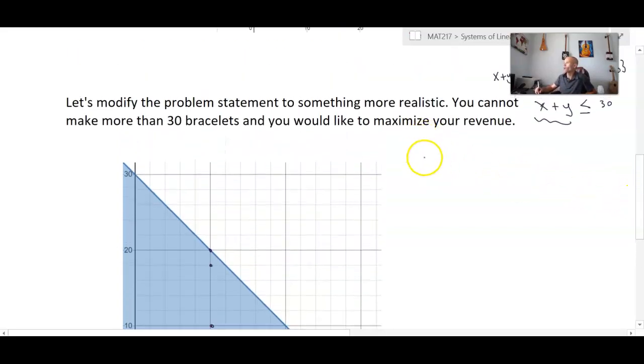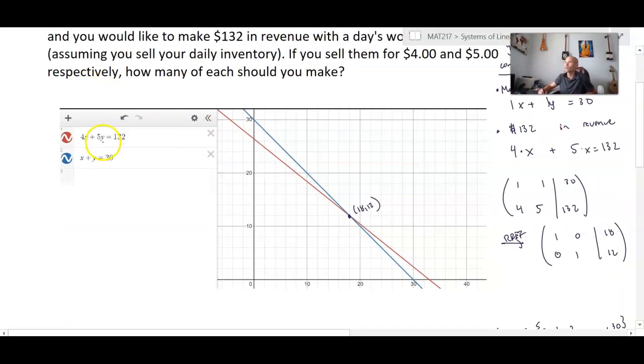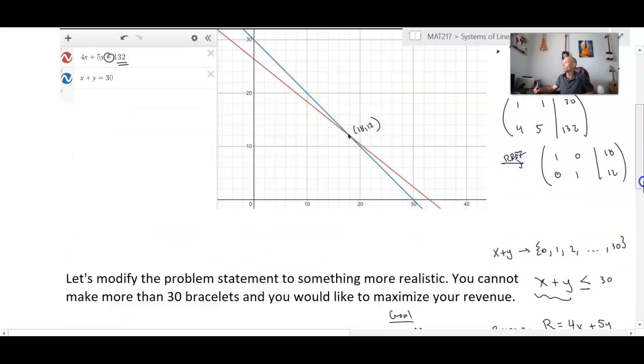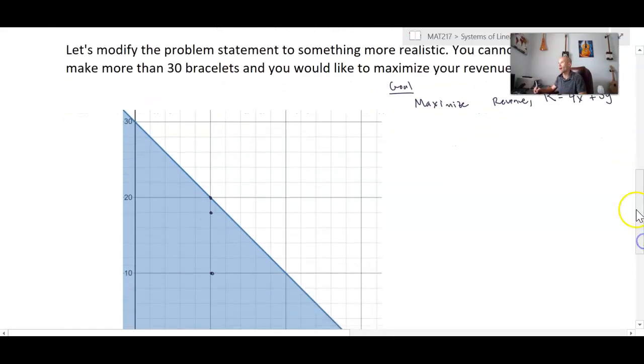Okay, so what we're going to do is write it like this. We're going to say maximize. Our goal is to maximize our revenue. And how do we get revenue? Well, the way we calculate revenue, I'll write it as R, is 4x plus 5y. It was $4 per bracelet A, and $5 per bracelet B. And here we denoted that we wanted it to be exactly 132. But that doesn't necessarily need to be the case, right? We can make possibly more than that amount.